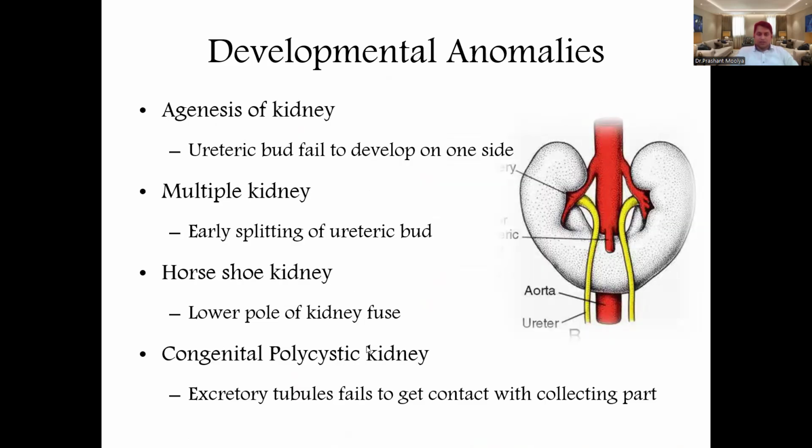Congenital polycystic kidney happens when the excretory tubules fail to get connected with the collecting part. So those vesicles get polycystic, called congenital polycystic kidney.